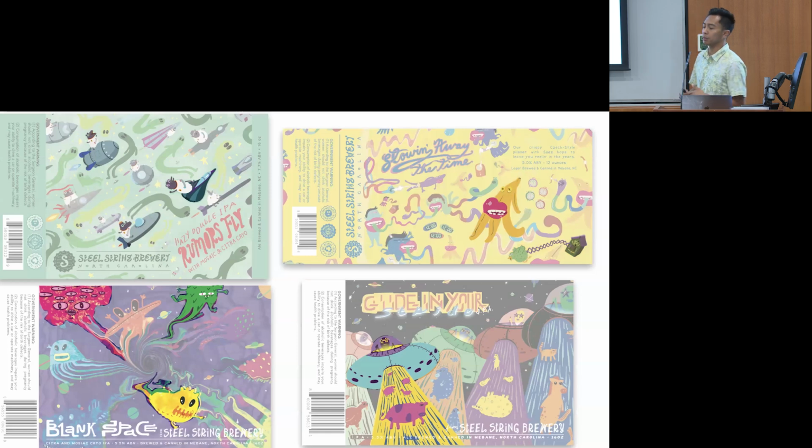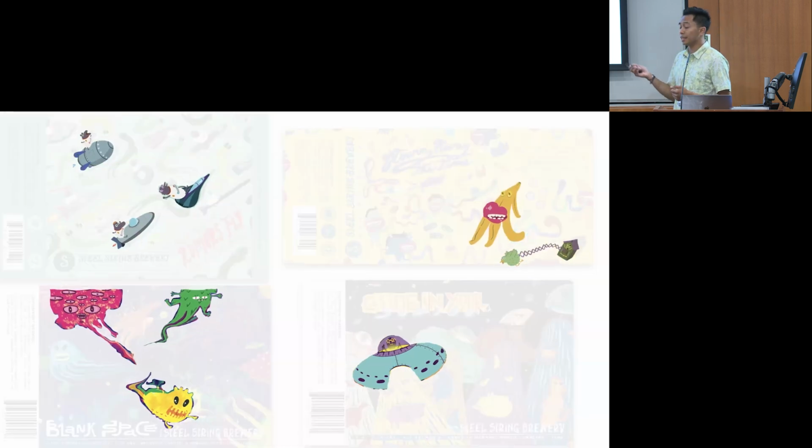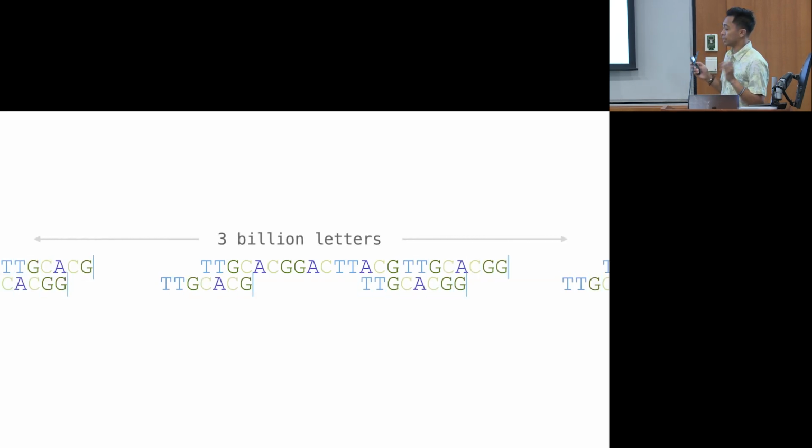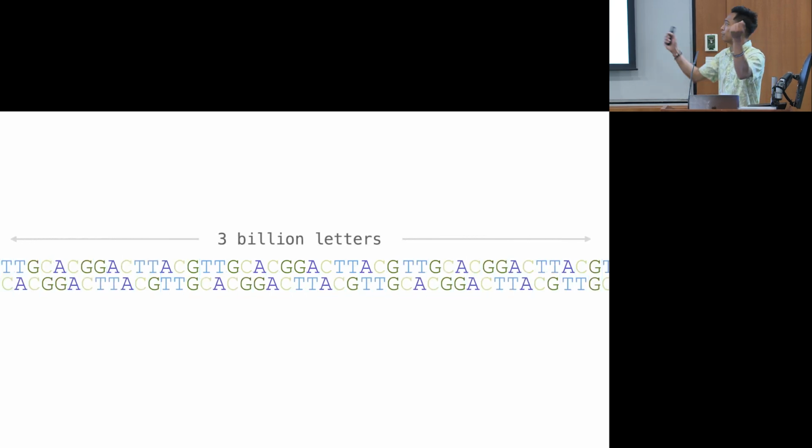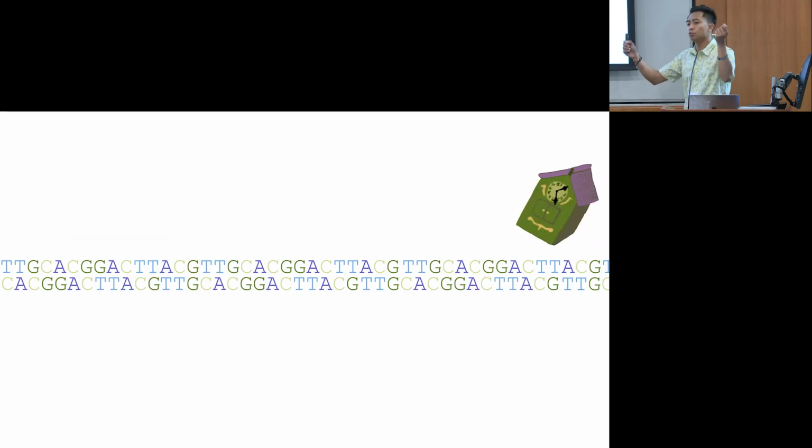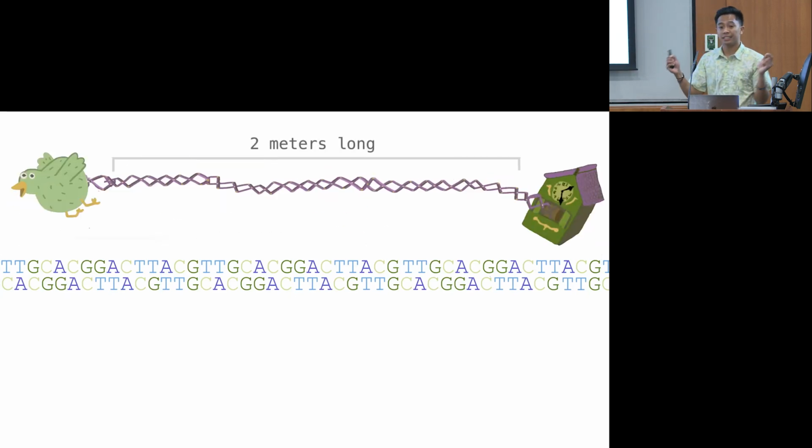DNA, as we all know, is the building block of all living organisms. It can be represented as a sequence of letters. And one strand of DNA is about 3 billion letters long. Right? And what I think is really interesting is if you were to stretch out DNA from end to end, you'd find that it is about 2 meters in length. That is equivalent to 6 feet.